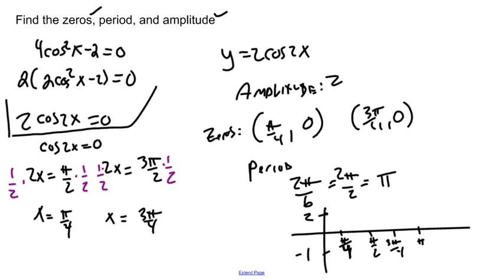So if you look at this graph here, it will look something like this. And notice that one full period was from 0 to pi. We did one full rotation, meaning that we started and we ended at the same spot between 0 and pi.